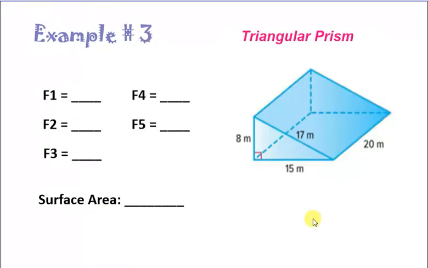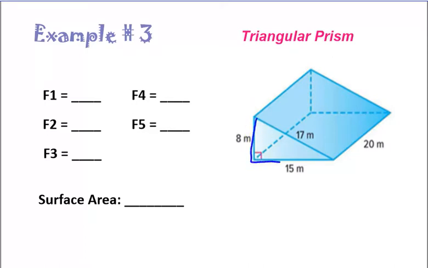Now we're going to move on to a different shape, the triangular prism here. So I only have 5 faces on the triangular prism. I have 2 triangles on the ends, and then I have 3 rectangles throughout. So let's start with the triangles first, because they're always going to match each other.